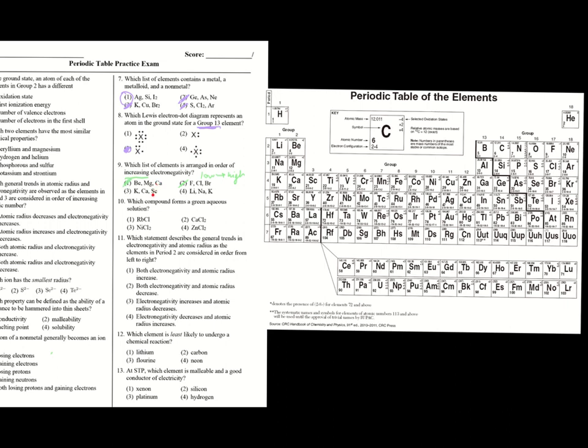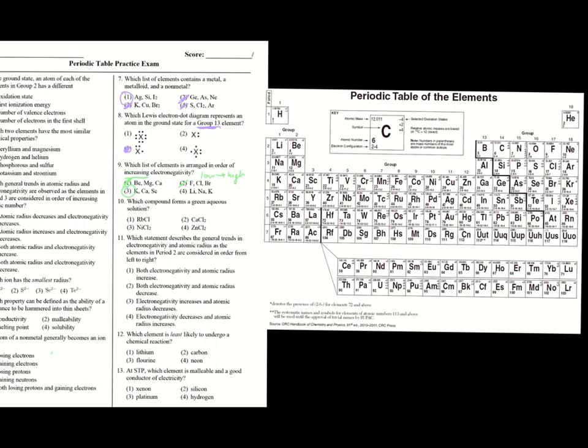So let's see, potassium, calcium, and scandium. Potassium, calcium, and scandium going here, this direction. We are going higher, so perhaps that's the choice, but let's just double check with choice 4. Lithium, sodium, and potassium. Going here, here, and here. We're going down again, just like with choice 1, but that's also wrong. So it's gotta be choice 3.